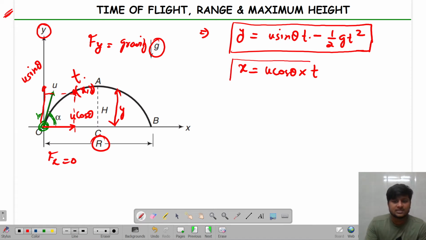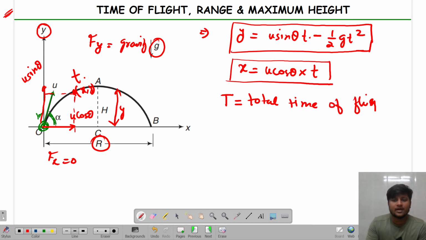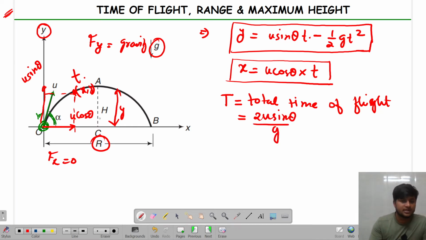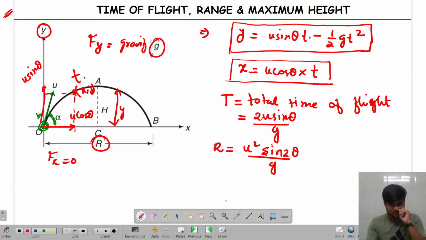If we follow these equations, we can calculate the total time of flight for the particle. Again, you can follow different YouTube videos to see the derivations. The total time of flight is given as 2u sin theta upon g, while this particular range is given as u square sin 2 theta upon g, yes or no? So these are the formulas.